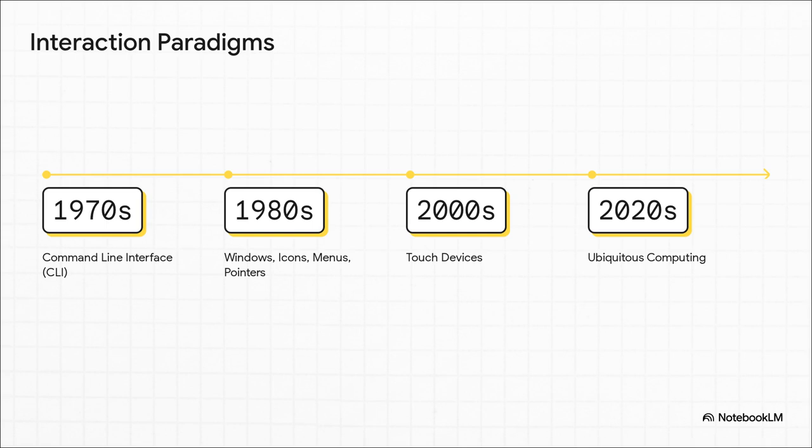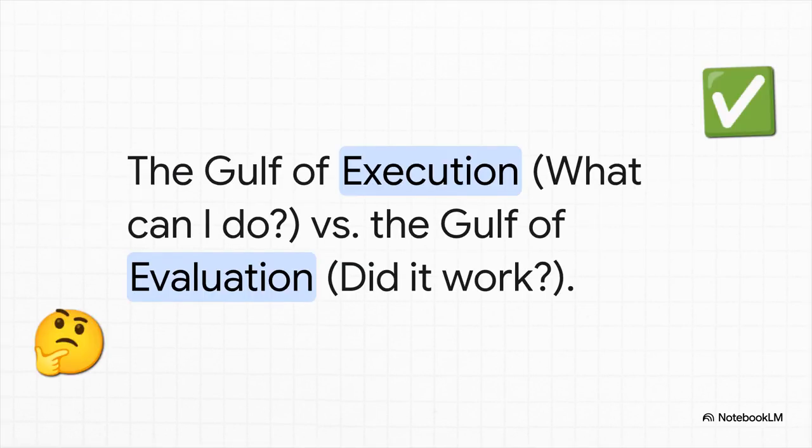By the 2000s, touch devices made our actual fingers the pointers. And now, welcome to the 2020s and ubiquitous computing. This is the era of the smart home, where computers vanish into the environment and interfaces become completely invisible and context-aware. But honestly, regardless of the era, interfaces usually fail in two very specific spaces, known as Norman's gulfs.